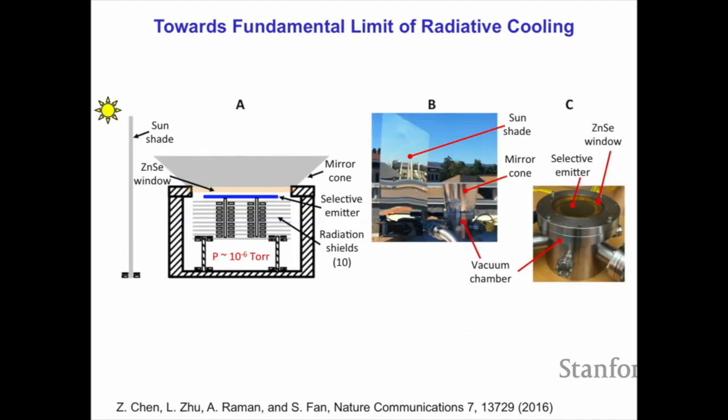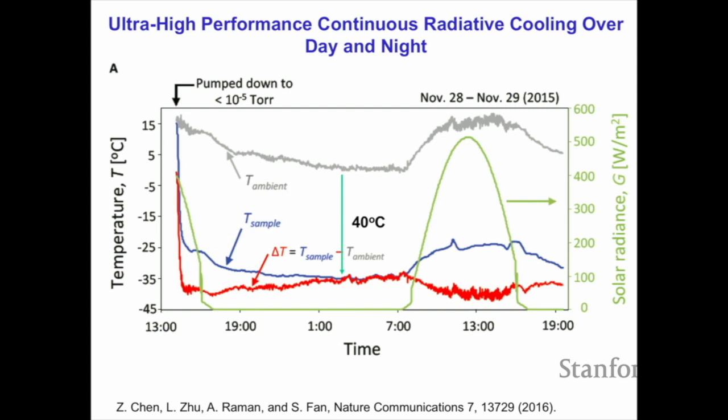And so this is at least demonstrating the temperature reduction we've recently done. Actually, Dr. Zhen Chen, who is sitting back there, did this experiment where he basically built a vacuum chamber around our radiative cooler, and used the vacuum chamber to cut down all the parasitic heat gain. And in doing so, he was able to demonstrate a 40 degrees Celsius average temperature reduction from the ambient through both day and night. So this corresponds to a temperature, of course, that is far below the freezing point of water.